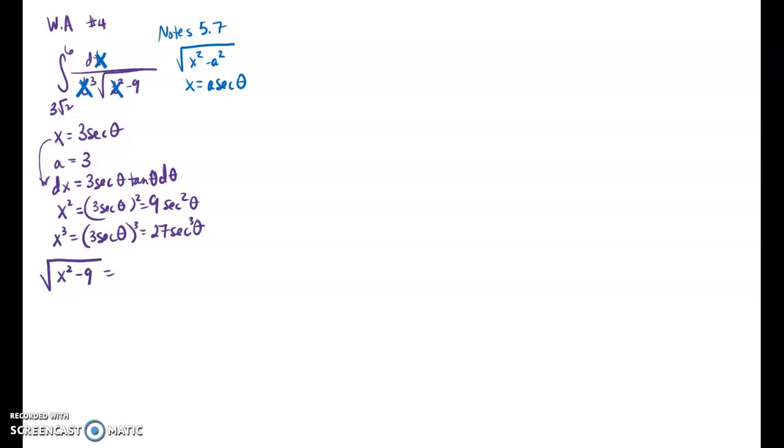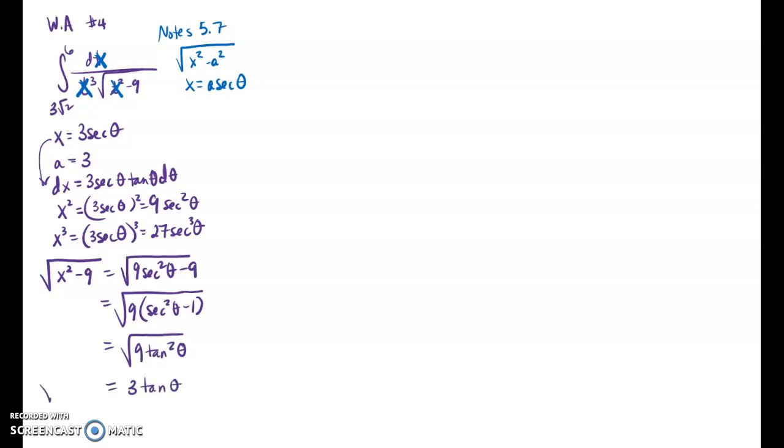And what does that look like? Well, I've got my x squared in there, which would be the square root of 9 secant squared theta minus 9. I know I can factor out the 9, and I'm left with secant squared theta minus 1. I know that secant squared theta minus 1 is equal to tan squared theta. So I have the square root of 9 tan squared theta, and I can take the square root of each of these, and I would get 3 tan theta. So I do know that the square root of x squared minus 9 can be replaced here.